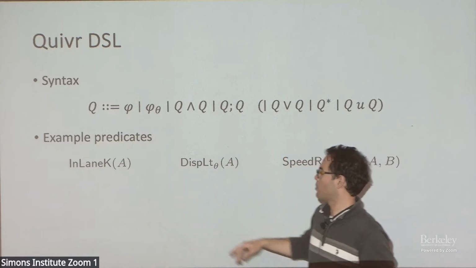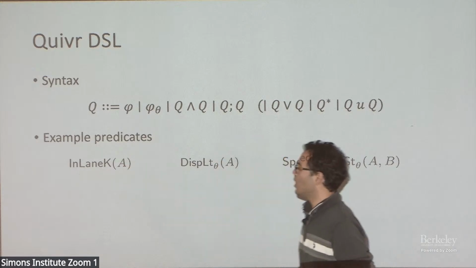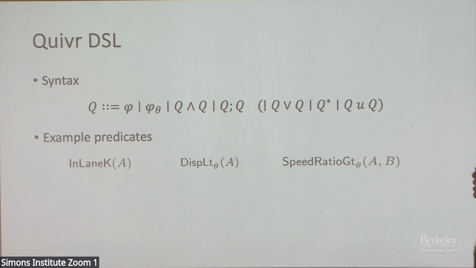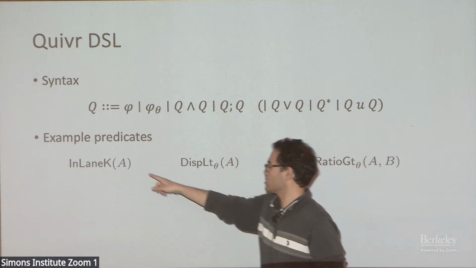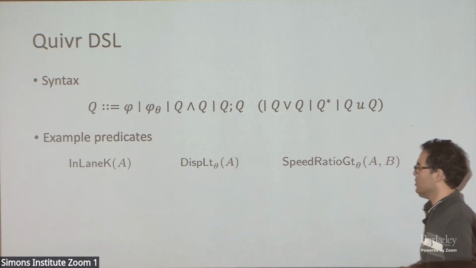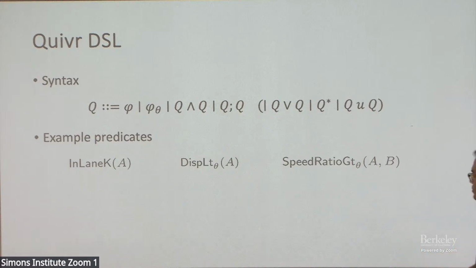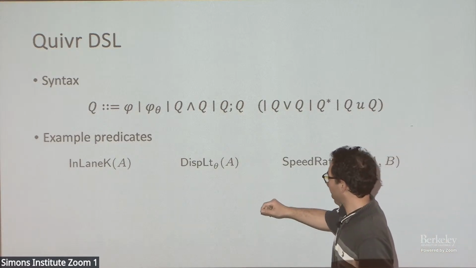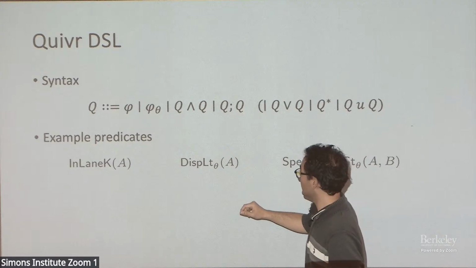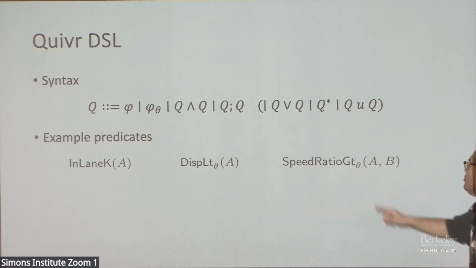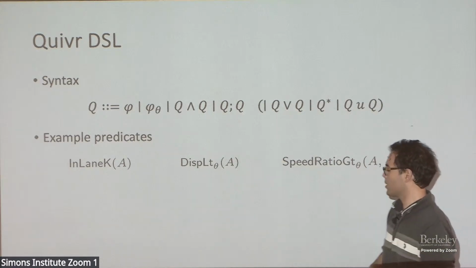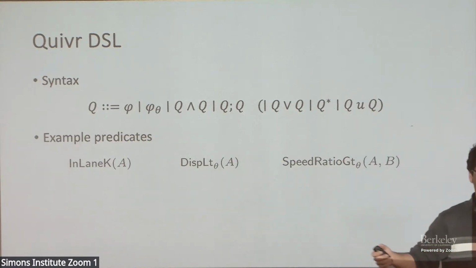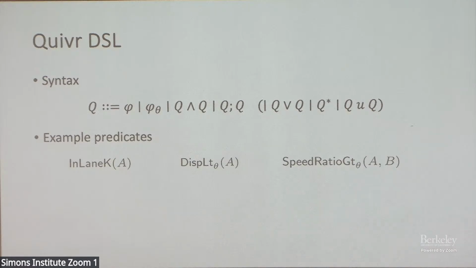Some examples of predicates are: is car A in a certain lane? What's the displacement from the, sorry, I actually don't remember what that one is, but you also have the speed. This is another one where you have a real valued predicate. You can imagine, is the car's speed bigger than or equal to some threshold, or bigger than some threshold? That's another one. What's the U operator?